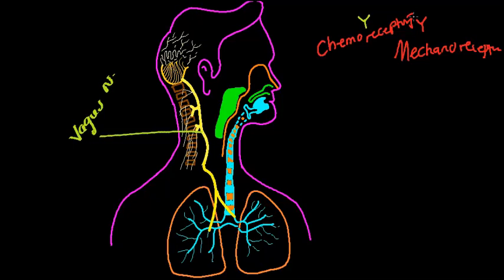Starting with the first one, mechanoreceptors: what it does, simply, is detect physical changes or movement in the airways. And this also triggers the cough reflex. Then the chemoreceptors: what they do is simply detect chemical changes in the airways. Among other things, the chemoreceptors detect oxygen level, and they also trigger the cough reflex.